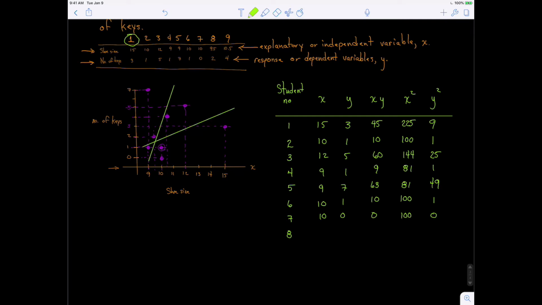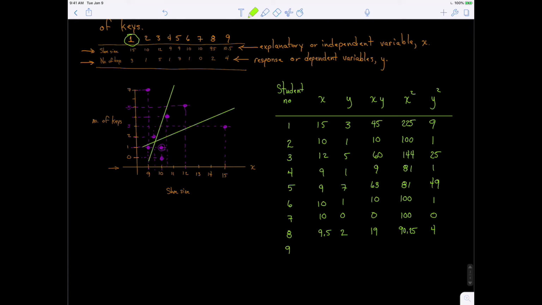Student 8 is 9.5, 2. So 2 times 9.5 is 19. 9.5 squared, well, if it was 10 times 9, it'd be 90. Sorry, I misspoke. 90.25. 2 squared is 4.